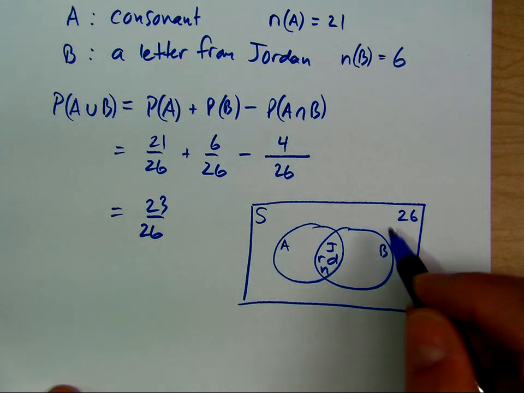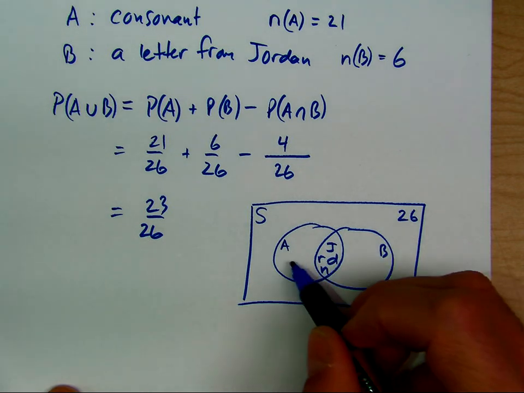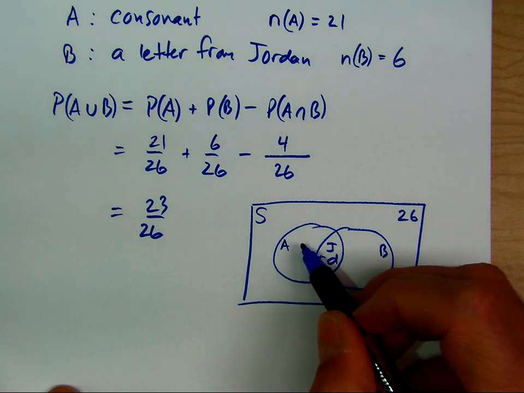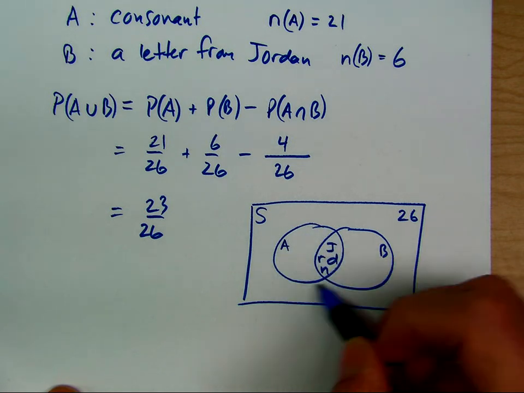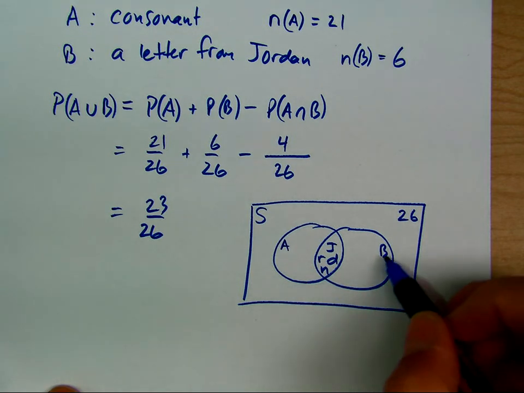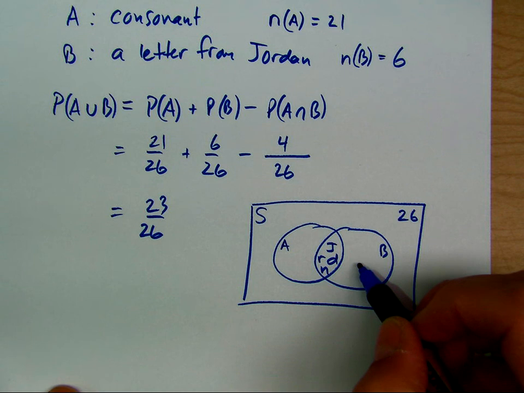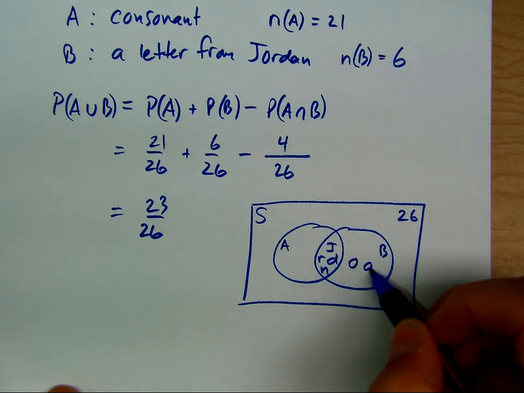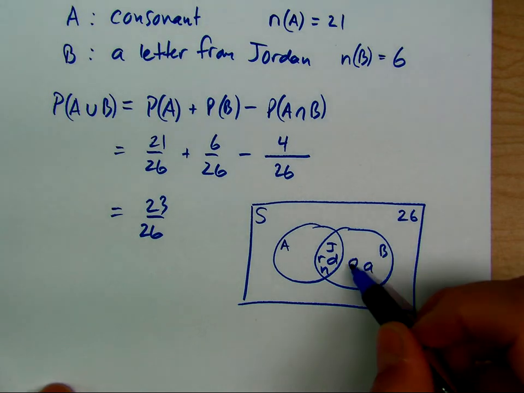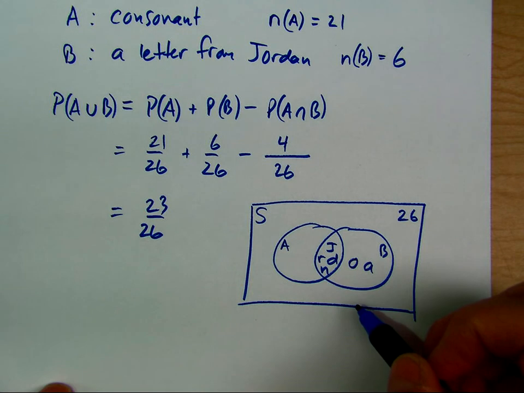And then we have all the vowels. This would be all the consonants in the alphabet, and these would be the other letters of Jordan. So we have Jordan, we have O and A. So these are letters that are in Jordan, and they're not consonants. We have a lot of letters in here.